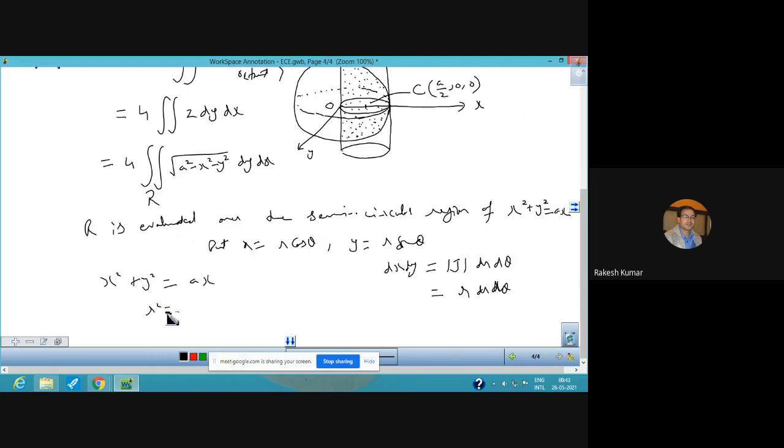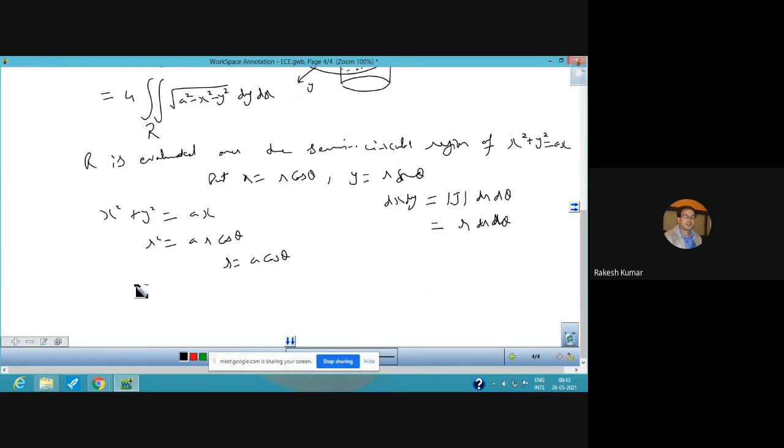So x square plus y square is equal to r square is equal to a r cos theta, and r comes out to be a cos theta. So we can write down the limits of r, because we are in positive octant. The lower limit will be 0 and upper limit is a cos theta. Similarly, the limits of theta will be 0 to pi by 2. Limits in the positive octant.